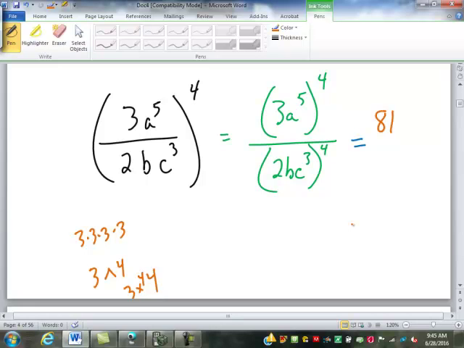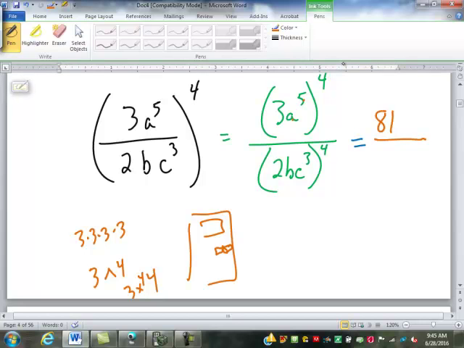So on yours, you do the x to the y key. So type in 3, and your x to the y key is like up here. I think it's right on the edge here. It's the second one from the top, I believe. 3 x to the y 4 gives you 81. But then we have to do the variables. We have a to the 5th to the power of 4. Now if you have a variable with a power and you're raising it to another power, what happens to the powers?